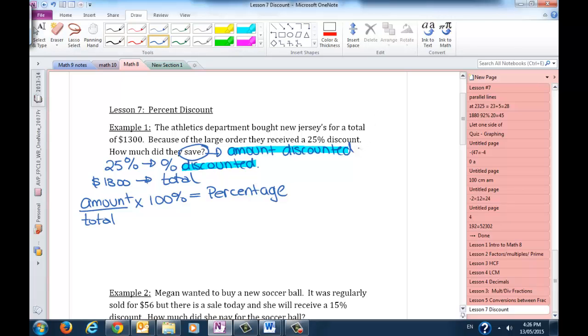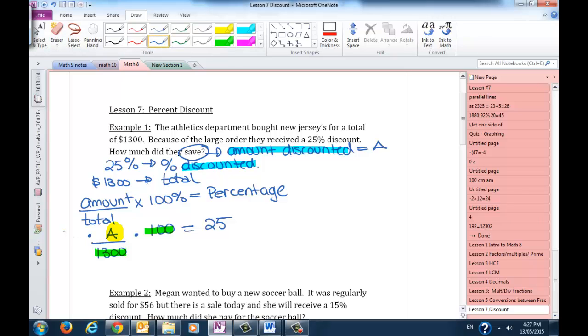I don't know what the amount discounted is. I'm going to call it A. So I have A divided by my total, which is 1,300, multiplied by 100 is equal to the percent discount, which was 25. Now I want to solve for A, and there's a few things blocking A. I have this 1,300 and the 100.